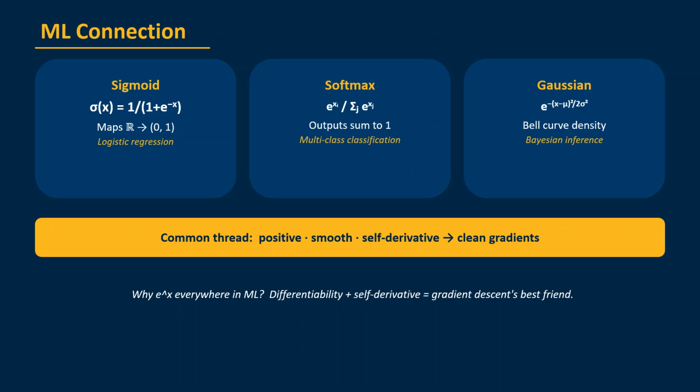Second, softmax. The softmax of x sub i equals e to the x sub i, divided by the sum of e to the x sub j across all j.